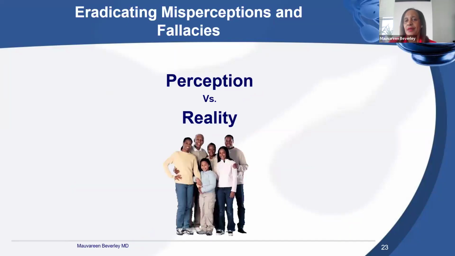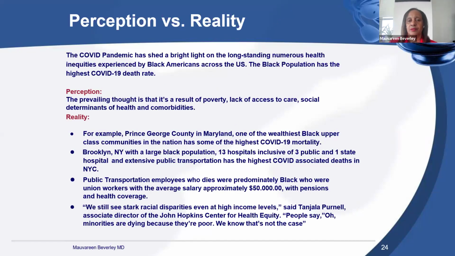And so let's look at the concept of eradicating perception versus reality. So perception versus reality. The COVID pandemic has shed bright light on the long-standing numerous health inequities experienced by Black Americans across the U.S. The Black population had the highest COVID death rate. The perception is that the prevailing thought is that it's a result of poverty, lack of access to care, social determinants of health, and comorbidities.